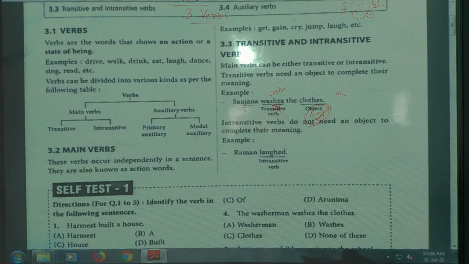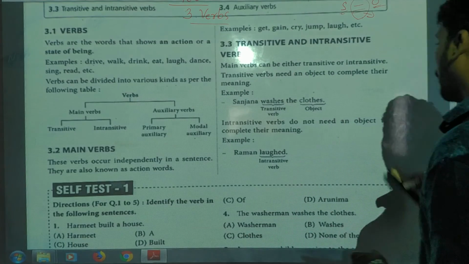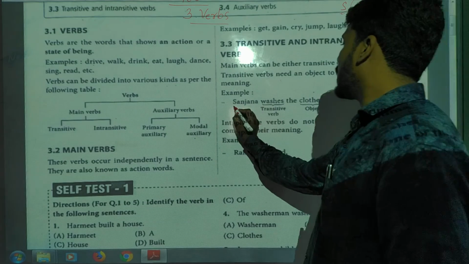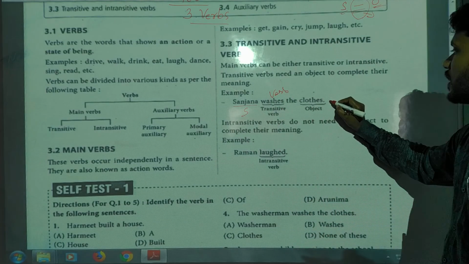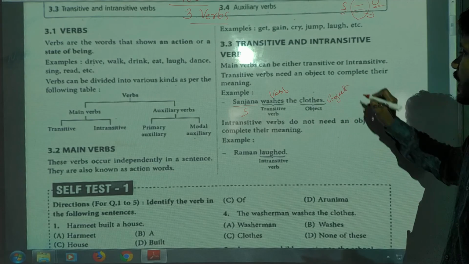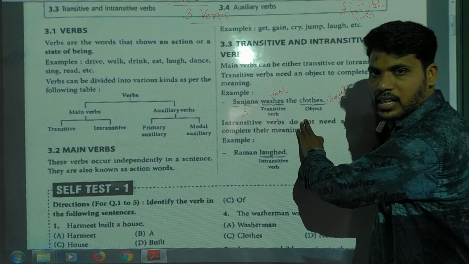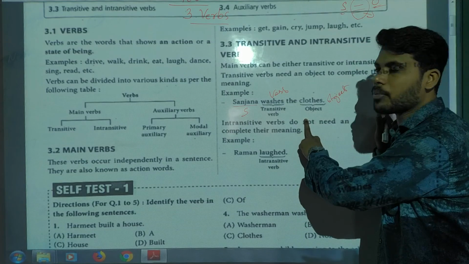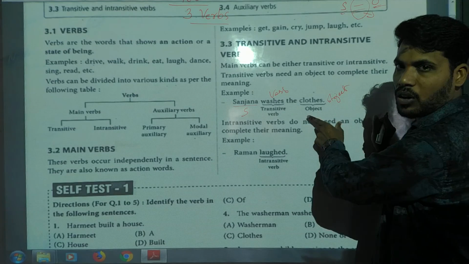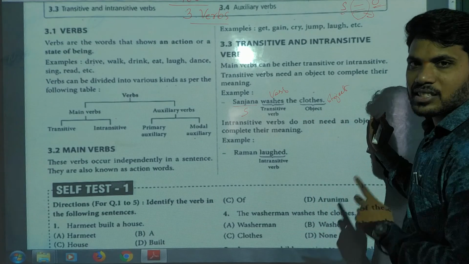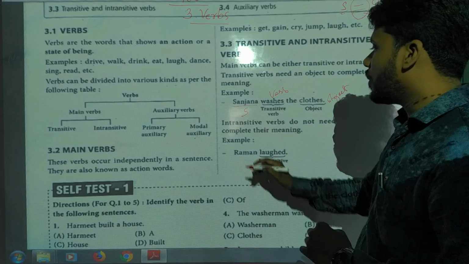Understand? So in the given example, Sanjana washes the clothes. Here Sanjana is the subject, washes is the verb, and this is the object. Without clothes, this is incomplete. So in a transitive verb, we have to write the object compulsorily. Without an object, it is not a transitive verb. Understand? So next, intransitive verb.